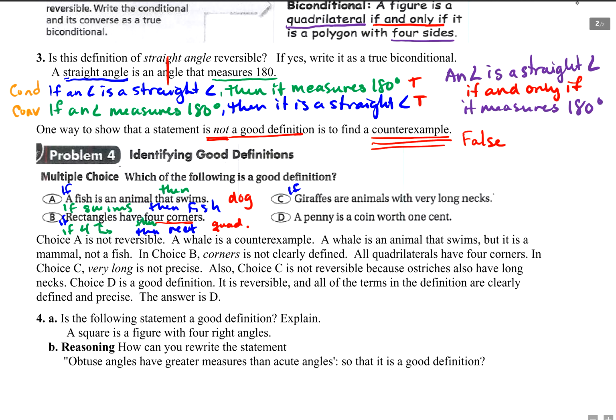Giraffes are animals with very long necks. So if an animal is a giraffe, then it has a very long neck. That's true. Giraffes have long necks. Let's switch it around. If an animal has a long neck, then it's a giraffe.